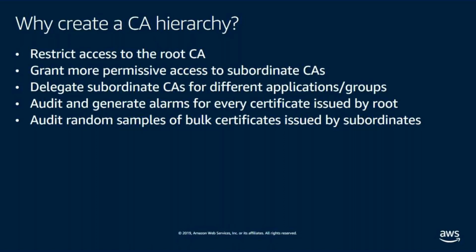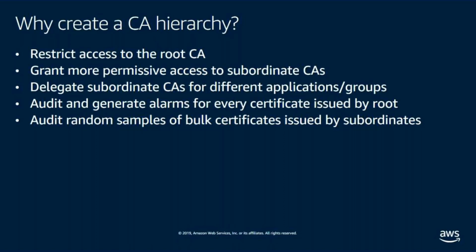For the subordinate CAs that issue thousands or hundreds of thousands of certificates, it doesn't make as much sense, and it's not efficient use of time to audit every single certificate. We certainly can't generate an alarm or a notification for every one we issue. So we want to do random sampling of subordinate CAs, but not the same level of auditing that we would do for a root.